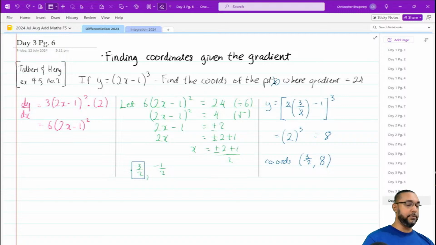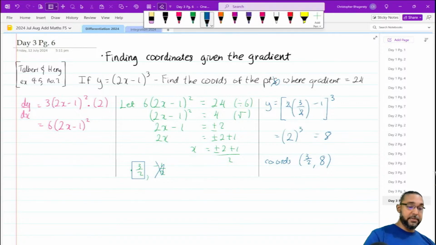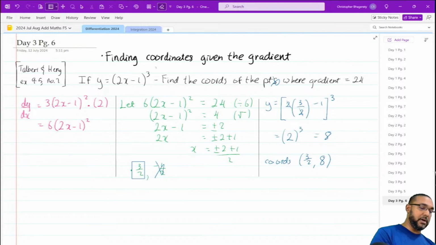We found 2 x coordinates, but we ignore the negative one for now, just for the sake of simplicity. But most times if they ask for points, they use both. I just kind of ran out of space, that's all. And after you found the x coordinate, you substitute it back into the original function to find the corresponding y coordinate.